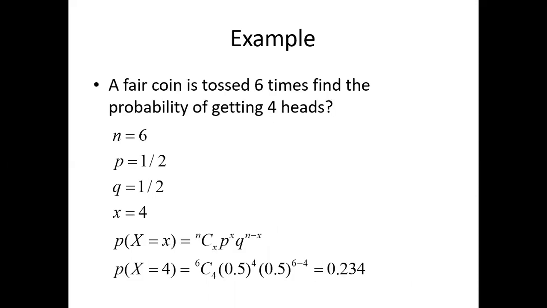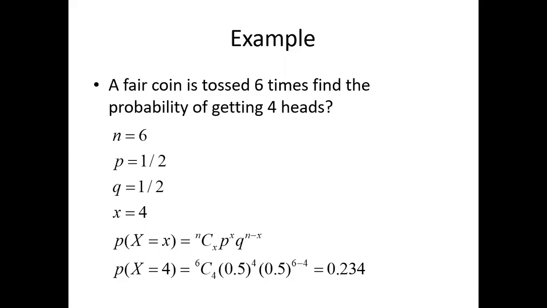Now we'll go for this example. A fair coin is tossed 6 times. Find the probability of getting 4 heads. So that means the coin is tossed 6 times, so the number of trials n equals 6. When I'm tossing a coin, the probability of head is 1 by 2 and the probability of tail is 1 by 2. Here my success is getting a head, so p equals 1 by 2, then q is also 1 by 2.